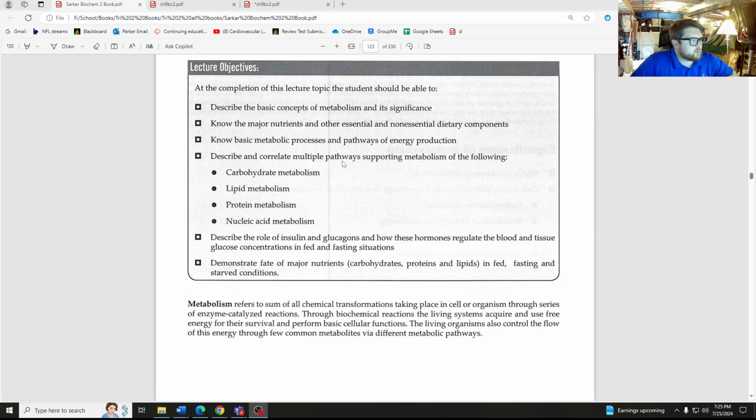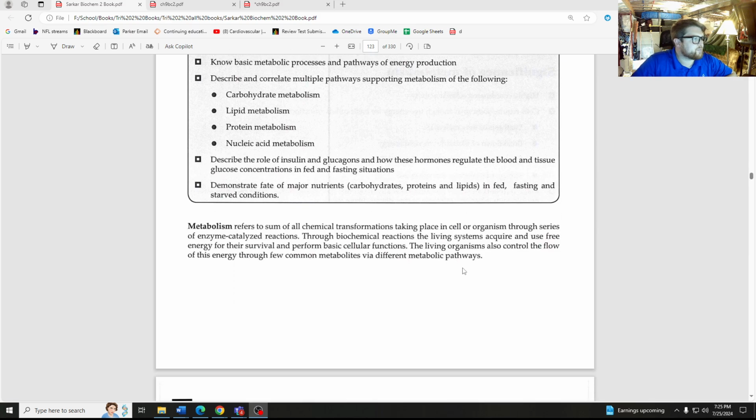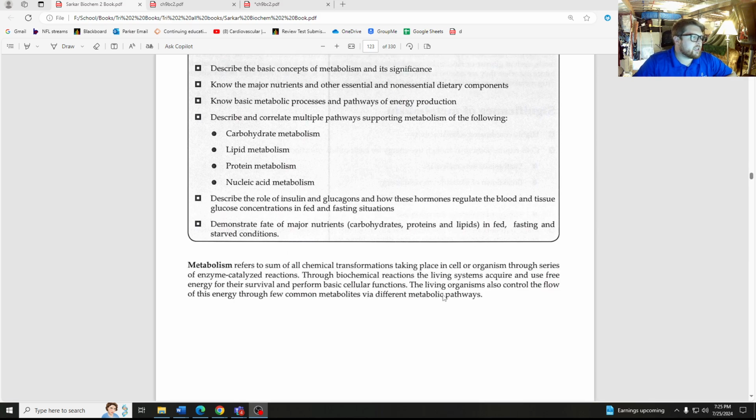Describe and correlate multiple pathways supporting metabolism of the following: carbohydrate, lipid, protein, and nucleic acid metabolism. Describe the role of insulin and glucagon and how these hormones regulate the blood and tissue glucose concentrations in fed versus fasting situations. A lot of this is going to be review of what we've hit on multiple times before. As well, insulin and glucagon is not going to go away. You're going to see that come up over and over and over in future courses, so make sure you pay attention to that.